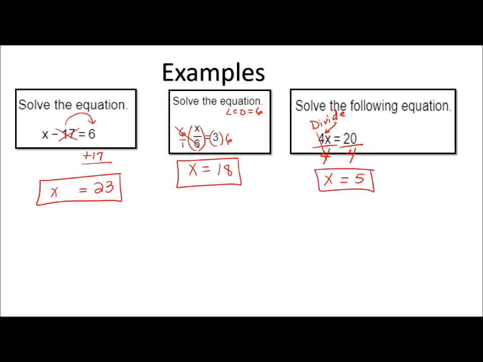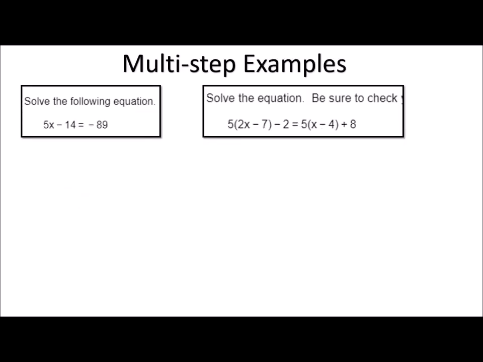as the solution. Now, here are examples of multi-step equations. If given the first one, I would move the 14 over first to make it be positive 14. That will leave 5x equals a negative 75. Then I would divide by 5. Always divide as your last step. And when you divide that, remember your sign rules. So x is equal to negative 15.